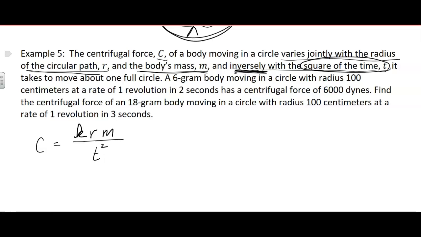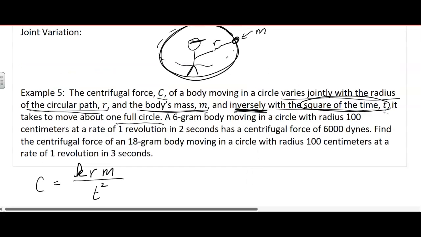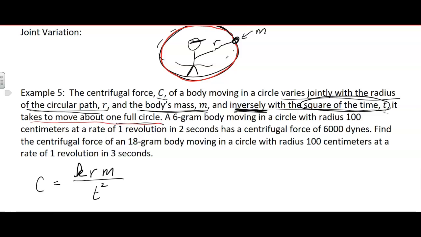It tells us a little about the time here: the time it takes to move about one full circle. Let me go back to my picture. You have a ball and it's going around. How long does it take to go one time around? That's what they're talking about there. So it's how long it takes to go one full circle, as you're swinging something in the air. So there's our formula.